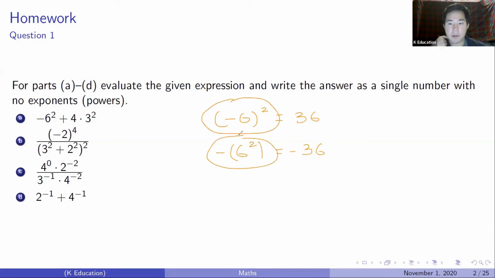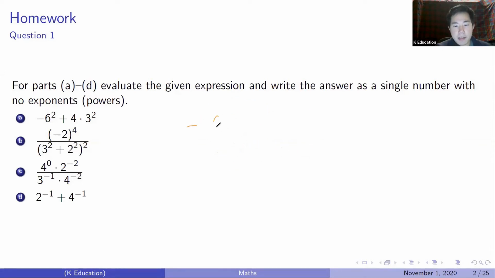So for the first question, it was just -6² plus 4 times 3², which is 9. Because -6² is just -36, plus 36, here it was 0. Because the minus sign only applies to the 6². The minus sign is not inside the square. So you have to be careful. For the first question, it was just -36.